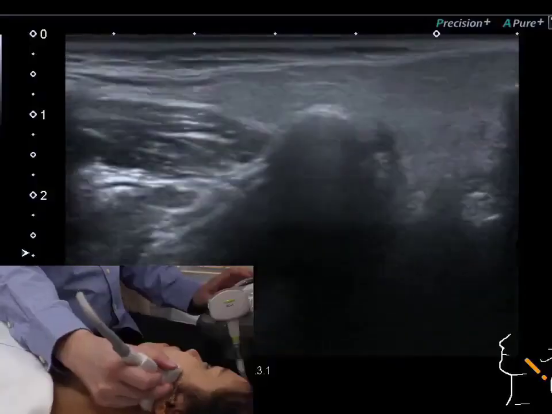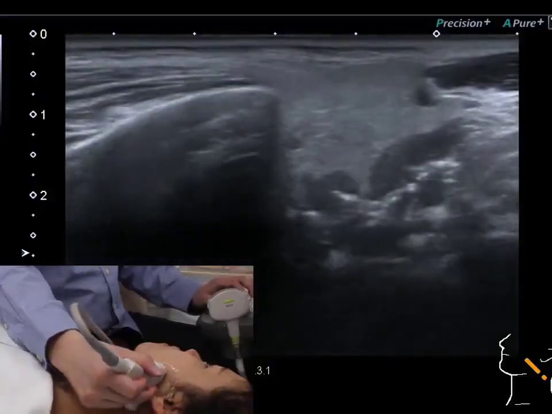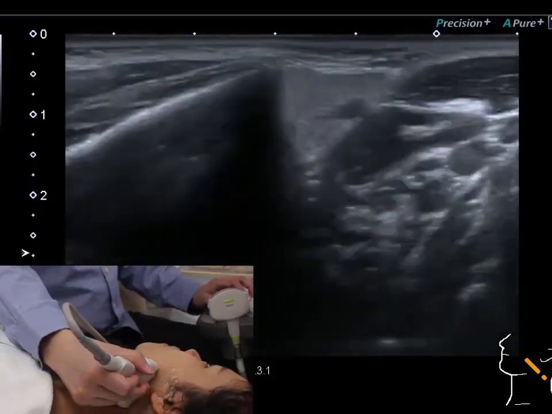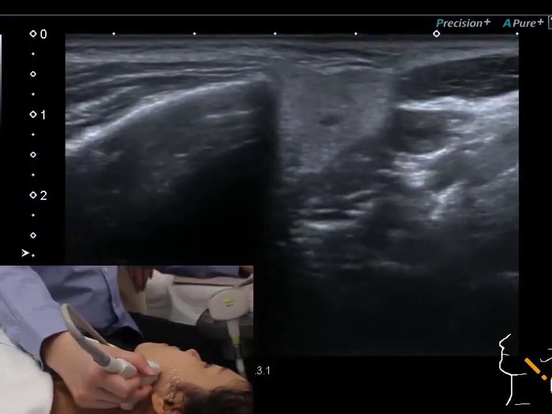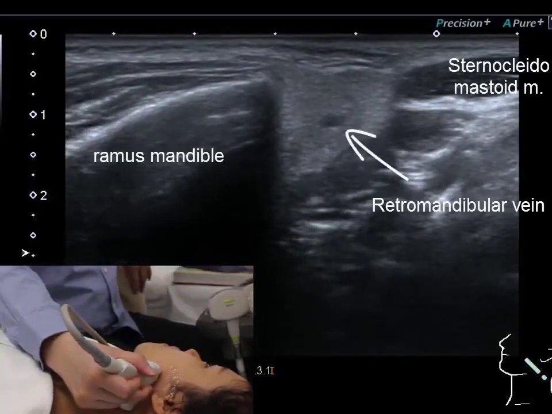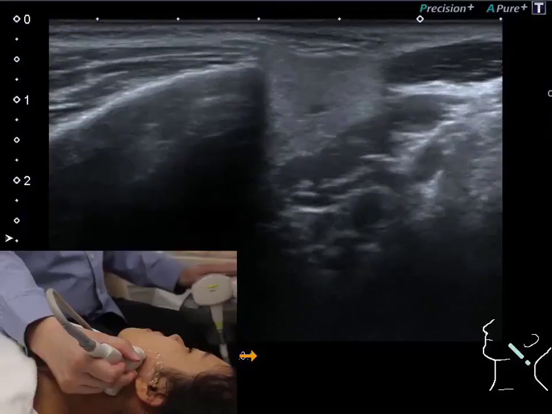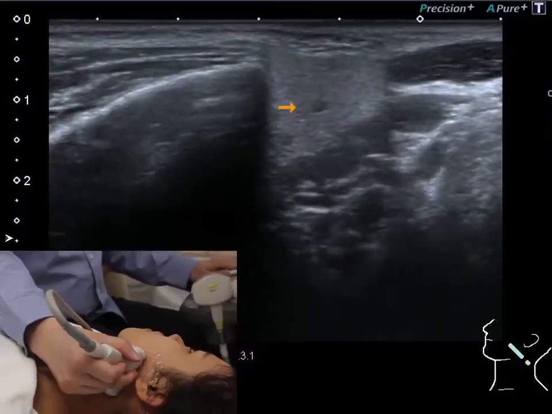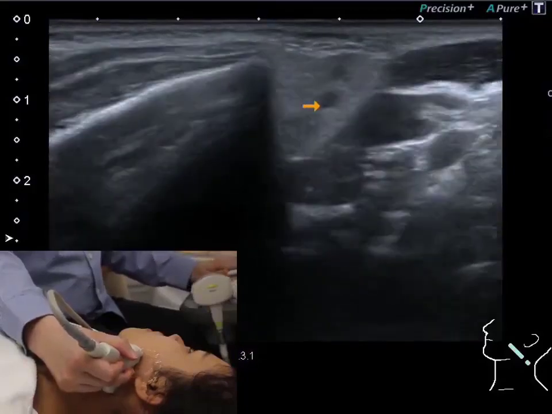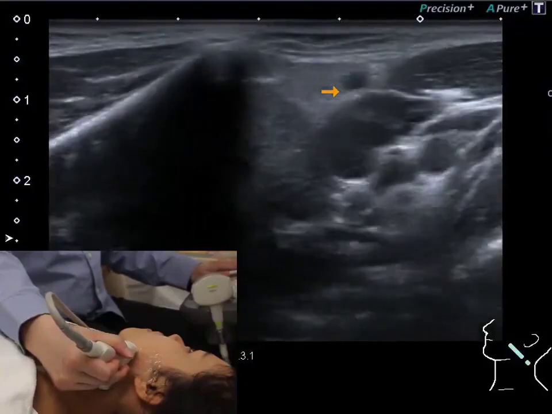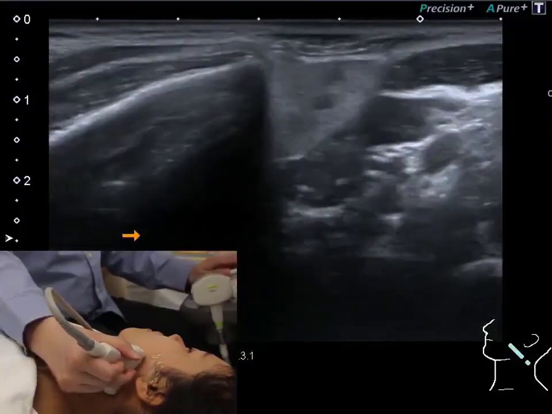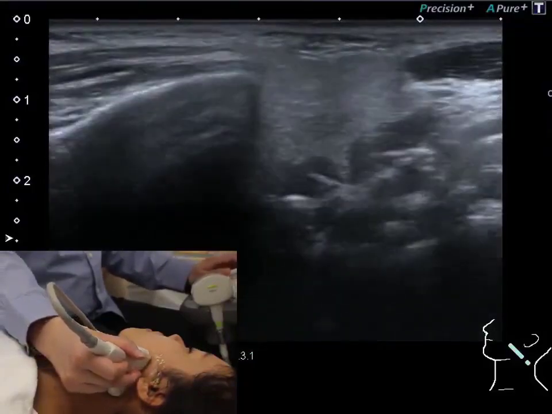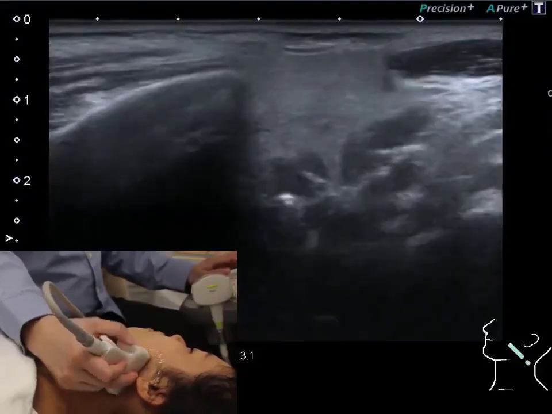Okay, let's change to a slimmer, younger patient. We can see the landmark of the retromandibular vein inside the parotid gland. Posterior is the sternocleidomastoid and more anterior is the ramus of the mandible. We can make sure it is a retromandibular vein by tracking the tubular shape of the vessel like this. And sometimes we can see lymph nodes around the parotid gland as well.